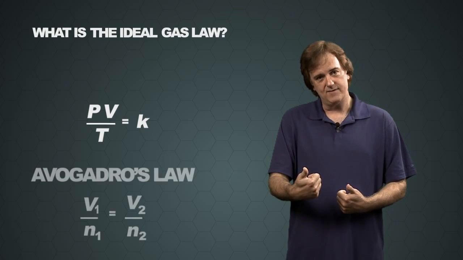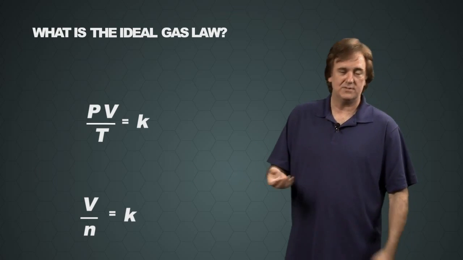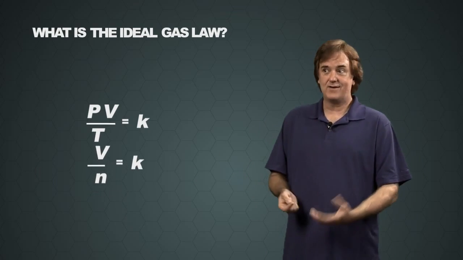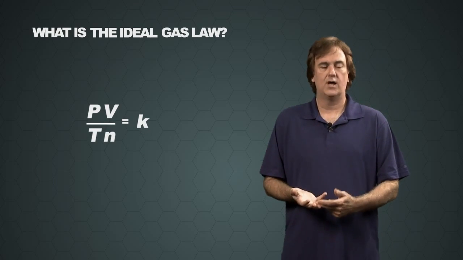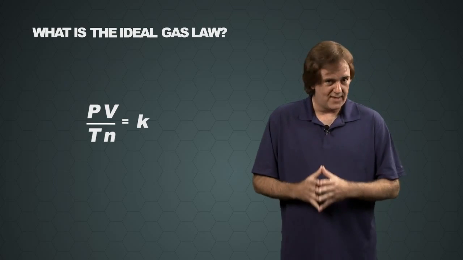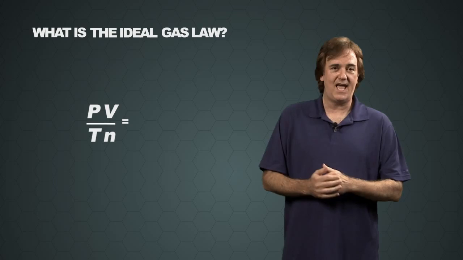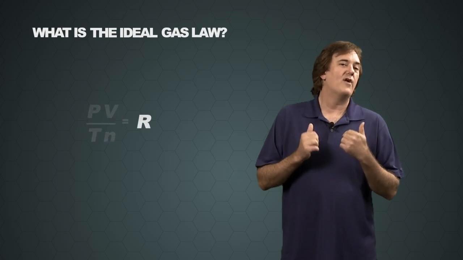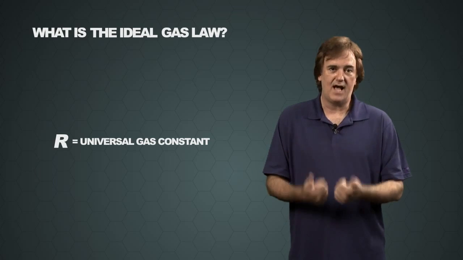We now add in Avogadro's law, which is simply putting an n for the number of moles in the denominator. And now we've got pressure times volume over temperature times moles. All of that equals a constant. But this time the constant is rather special. This constant has a name. We're going to change it from k to an R. And the R is the universal gas constant, which has a specific value.